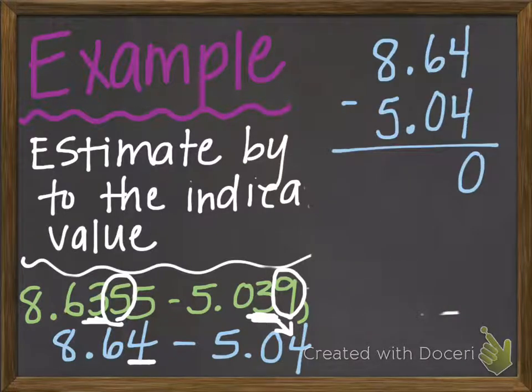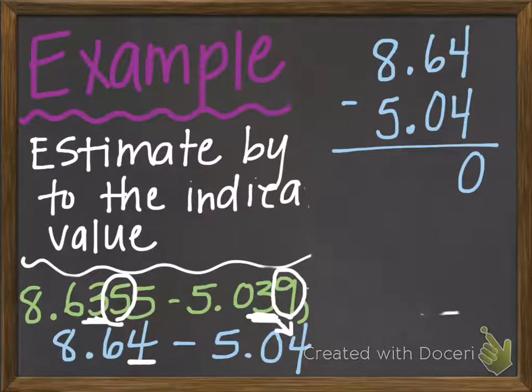So I'm going to line them up like this. My decimal points, whenever I add or subtract, have to be right above each other. We'll talk more about that in the next section, but this is good practice for that. So I get 8 and 64 hundredths minus 5 and 4 hundredths.